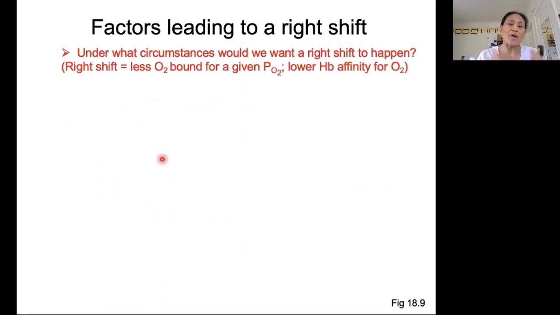All right, so now that we've talked about what it means for our curve to shift left or right, let's think about what circumstances would be happening in the body under which we'd want a right shift to happen. What would be happening in the body that would make you want to let go of oxygen more readily? What would make you want to have a lower affinity for oxygen if you were hemoglobin? So hit pause if you need to think about that for a minute.